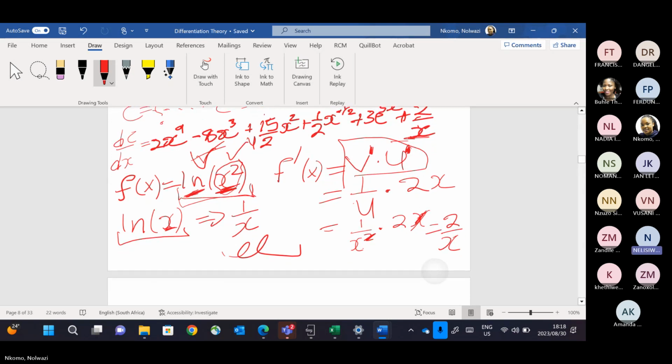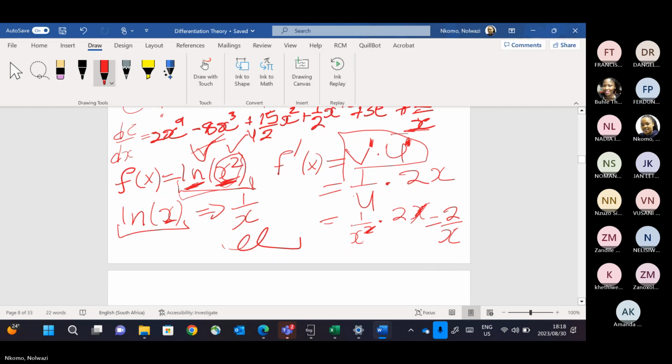Yes, please. Okay. We now have the first derivative. We need to find the second derivative. To find the second derivative, we need to differentiate the first derivative, right? So we write our second derivative as dc prime with respect to x.